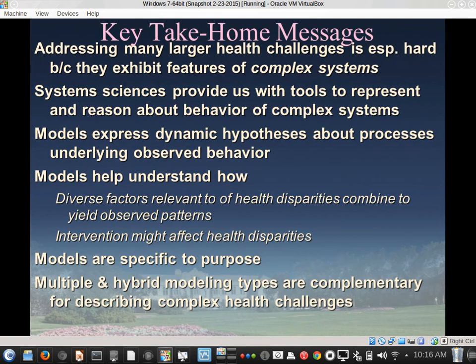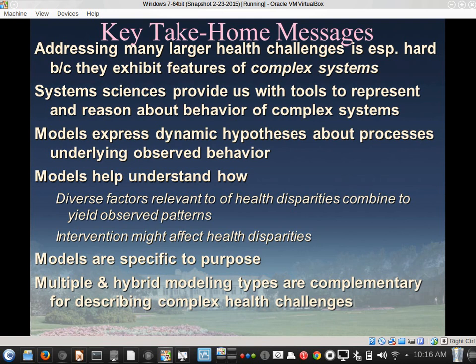Okay, so key take-home messages. Addressing many of the larger health challenges we see in the mental health area is especially hard because they exhibit features of complex systems. Things are tangled. Things can't be taken apart neatly and dealt with in siloed ways by academia. System sciences provide us with tools to represent and reason about the behavior of complex systems. These are tools used by cross-disciplinary teams. You need the social scientists. You need the folks from the public health side or community health side or social services side, depending on your problem, different sets of individuals.